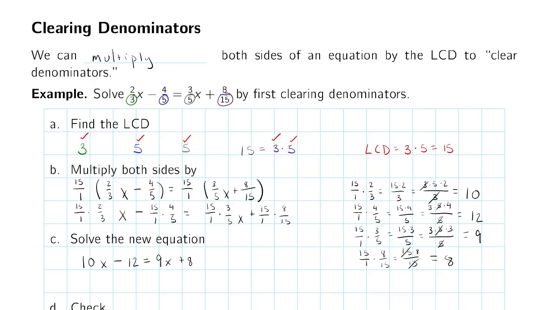So I'll subtract 9x on both sides. x minus 12 equals 8. Add 12 on both sides, and get x equals 20.